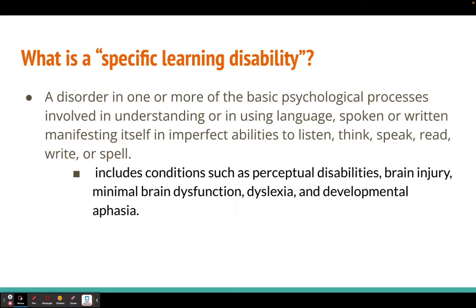It also talks about a specific learning disability. The website talked about it being a disorder in one or more of the basic psychological processes, so language, spoken, written, and it manifests itself in imperfect abilities to listen, think, speak, read, write, or spell, right? So it includes conditions such as perceptual disabilities, brain injury, minimal brain dysfunction, dyslexia, and developmental aphasia. So they have specific ones, a specific learning disability, which is anything that really affects your ability to do something in those categories.